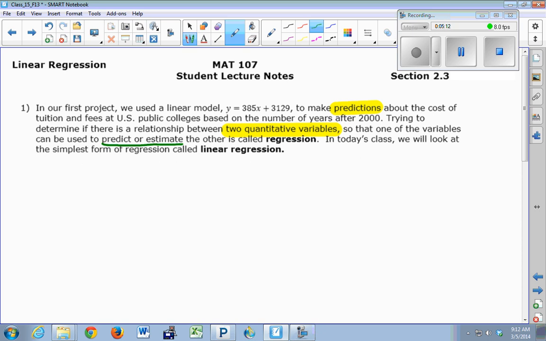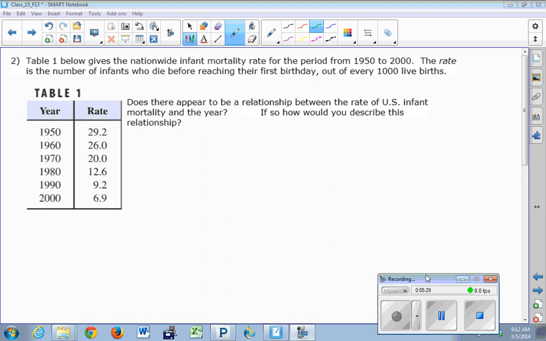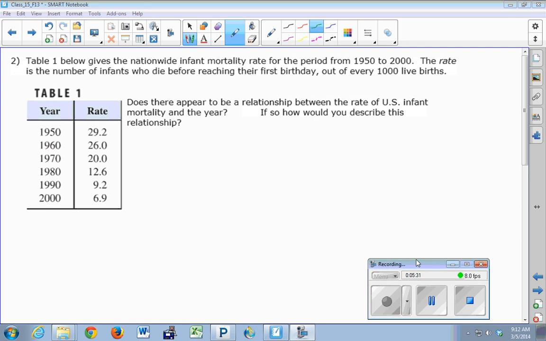Now, by the time we're done in this class, we're going to do more regression than linear. But we're going to start with straight line or linear regression because we've just spent a section on straight lines and interpreting slope. So let's take a look. And I've actually used some of the data from our book here because I thought this was interesting data to look at.